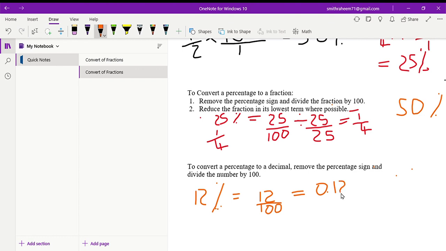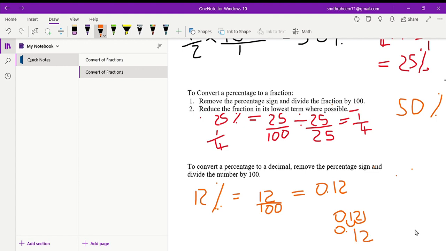0.12, and it simply means that we're moving the decimal place twice. So let's say we have 12 and you want to divide it by 100. The decimal point will move 1, 2, and you put your point here, and you'll have a 0. So it'll be 0.12.